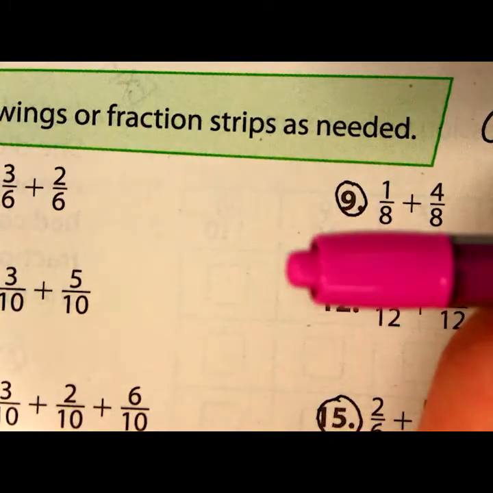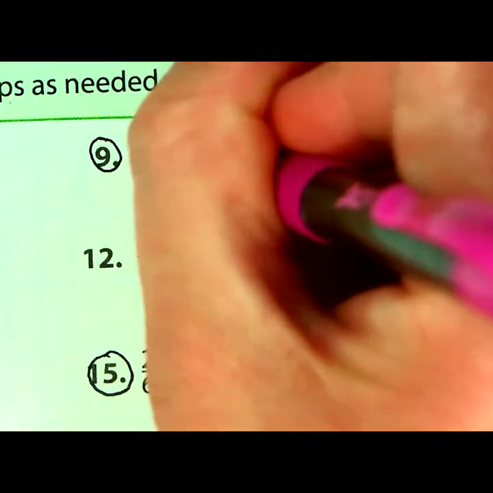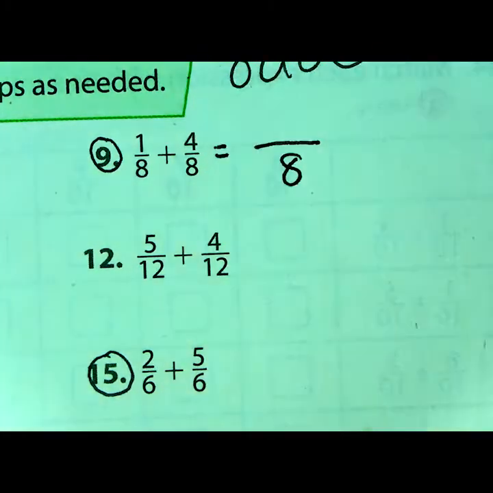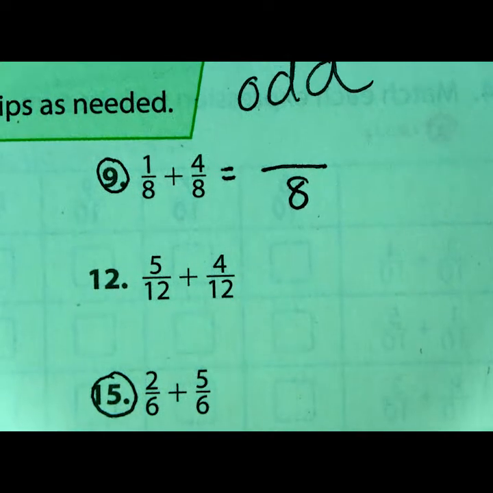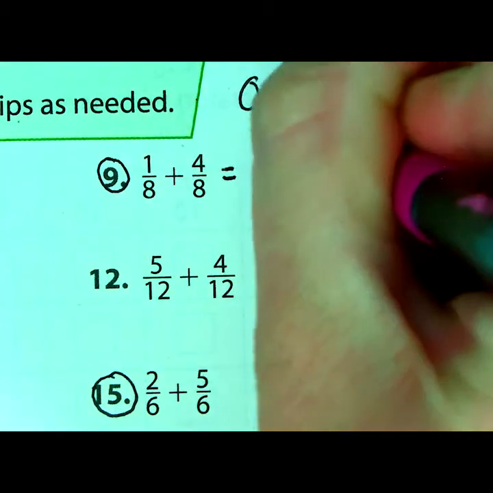Question number 9. Now we're working again with eighths. So our denominator remains the same, and now we're just adding the numerator. 4 plus 1 is equal to 5. This is a total of 5/8.